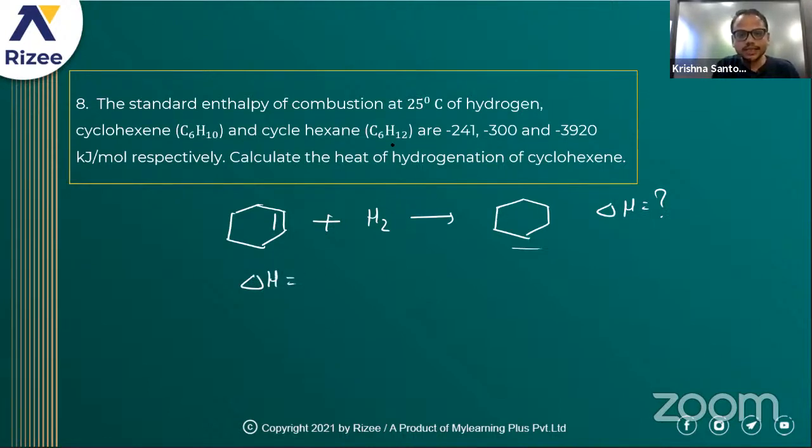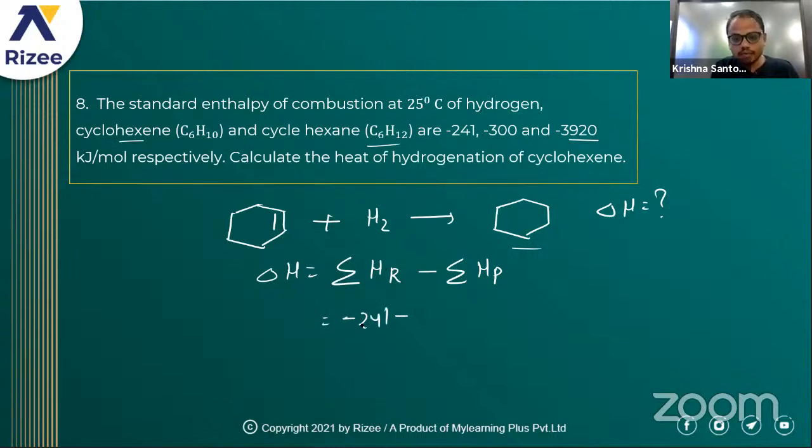So for cyclohexane it is how much? Minus 3920. Since the heat of combustion is given, we have to write delta H equal to sigma of heat of combustion of reactants minus sigma of heat of combustion of products. So heat of combustion of the reactants, cyclohexene and hydrogen, we want: minus 241 and minus 300. And for cyclohexane, the product, it is 3920. So plus 3920, because minus and minus will give plus.